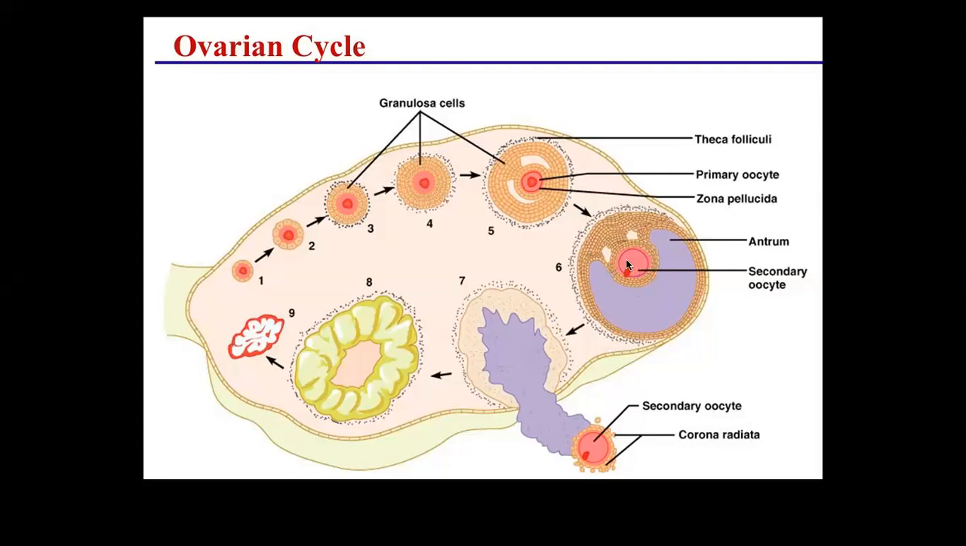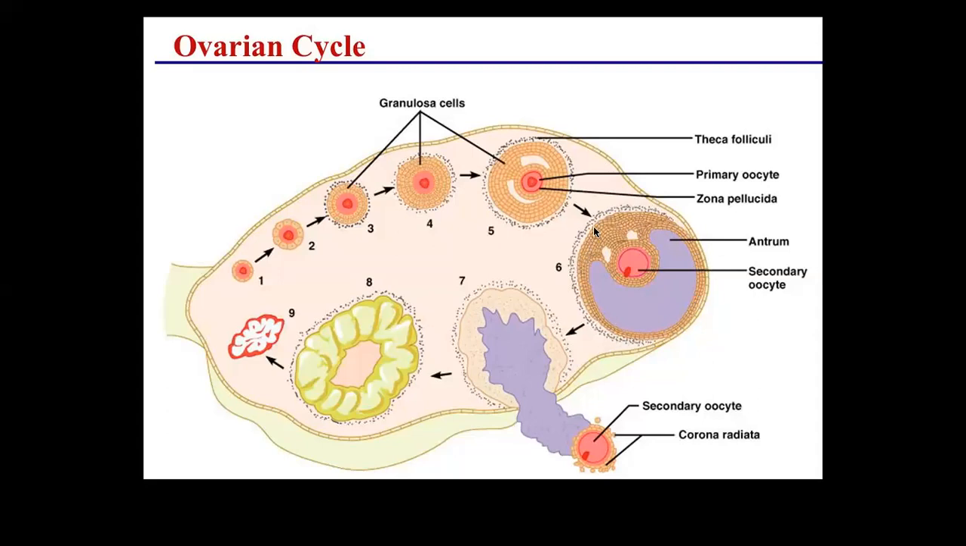This is the first meiotic division completed. So now this is a secondary oocyte. It is about to ovulate now. The cells which are around the secondary oocyte are called cumulus oophoricus. Cumulus means surrounding, oophoricus means oocyte. This is the cumulus oophoricus. This is the membrana granulosa.